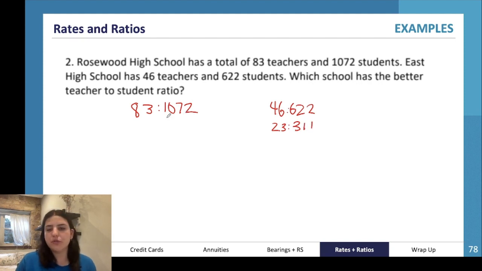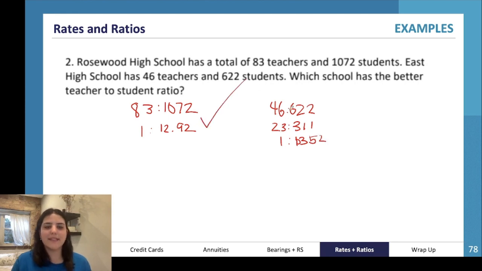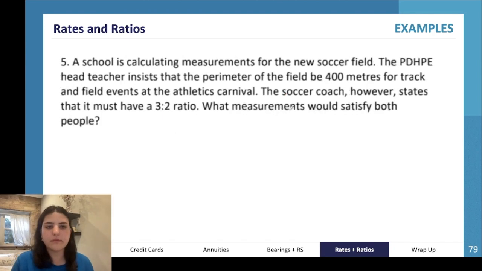But what I would really want to do to answer this, it's quite easy, is just divide the larger number, so 1072, the number of students, by the number of teachers, which gives me to every one teacher, I have 12.92 students. Same with this one, 622 divided by 46. For every one teacher, I have 13.52 students, which means that Rosewood has the better teacher to student ratio. The better ratio would be the smallest number of students to the highest number of teachers.